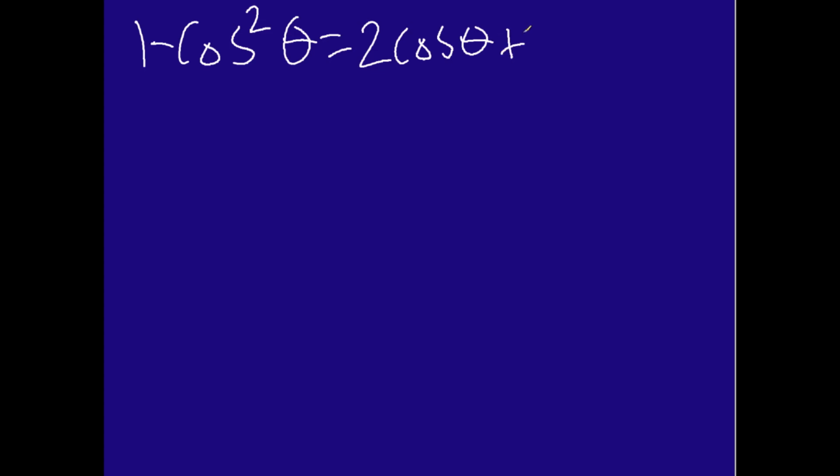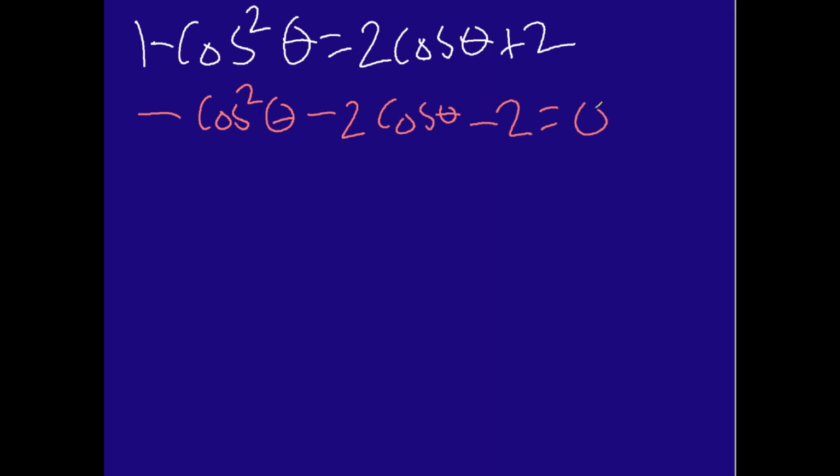So here's our problem. This should look familiar. We have 1 minus cosine squared of theta equals 2 cosine theta plus 2. And when we simplify that out, and again, I'm skipping that one step because we already discussed it, we ended up with the following: minus cosine squared theta minus 2 cosine theta minus 2 equals 0.